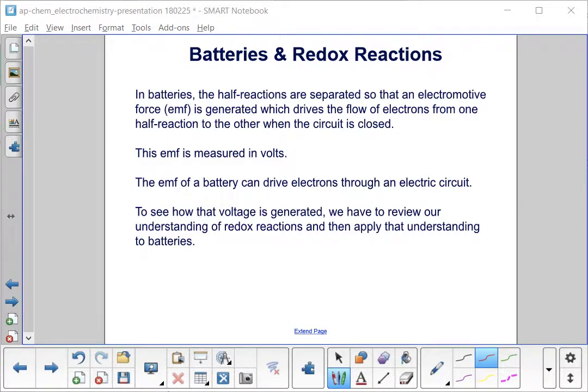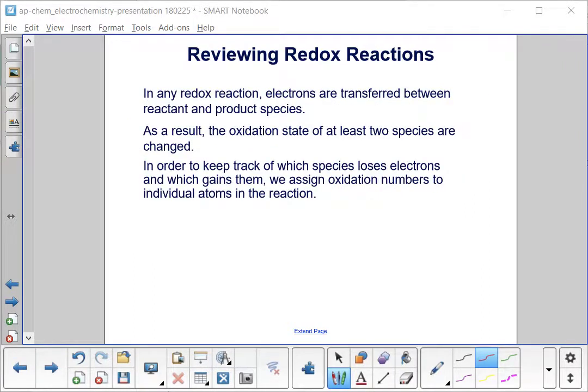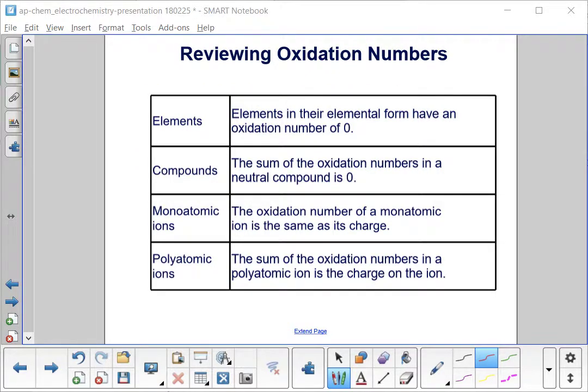that understanding to batteries. In any redox reaction, electrons are transferred between reactant and product species. As a result, the oxidation state of at least two species are changed. In order to keep track of which species loses electrons and which gains them, we assign oxidation numbers to individual atoms in the reaction. Here's a review of oxidation numbers.